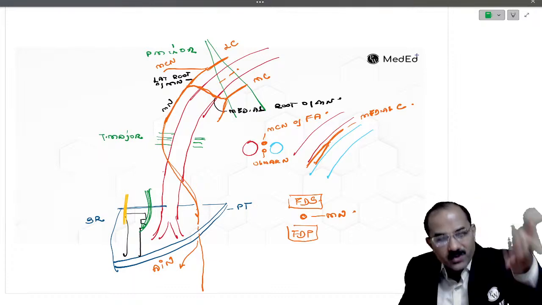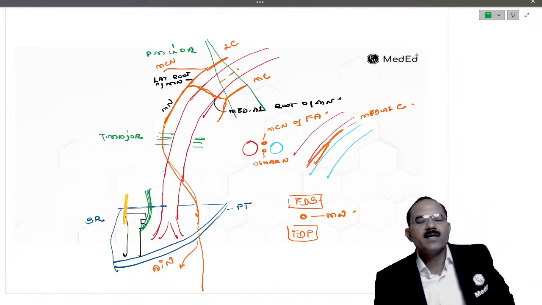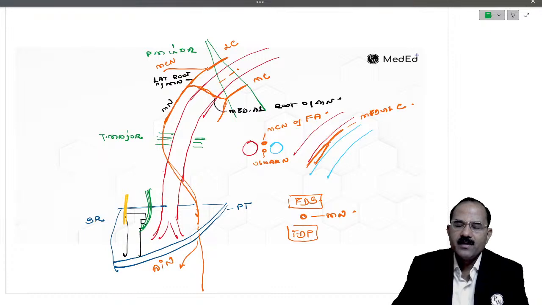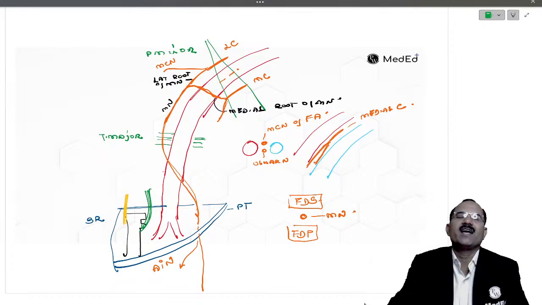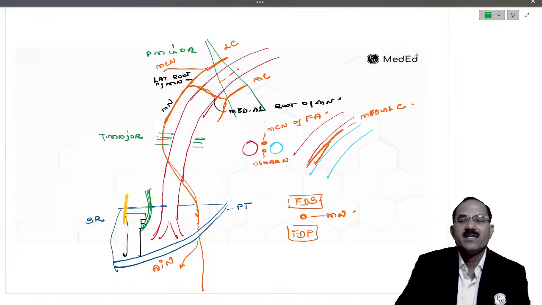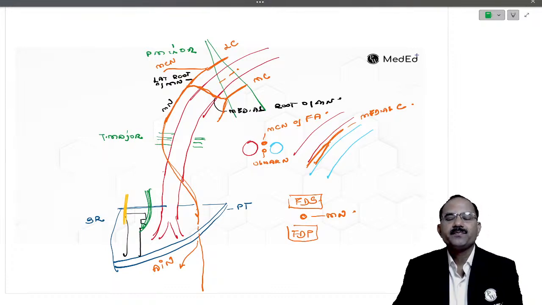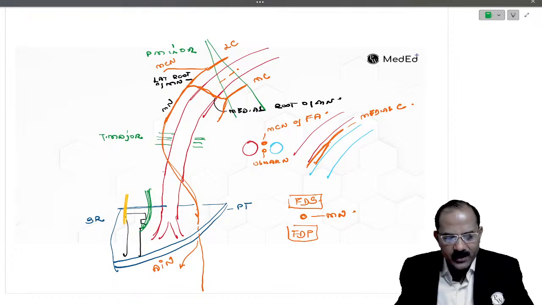The radial nerve will be at the back, right? The radial nerve will be backside. The radial nerve is related to the third part of the axillary artery on the posterior aspect. It's a branch of the posterior cord, no? Clear? So I'm coming to the ulnar nerve.